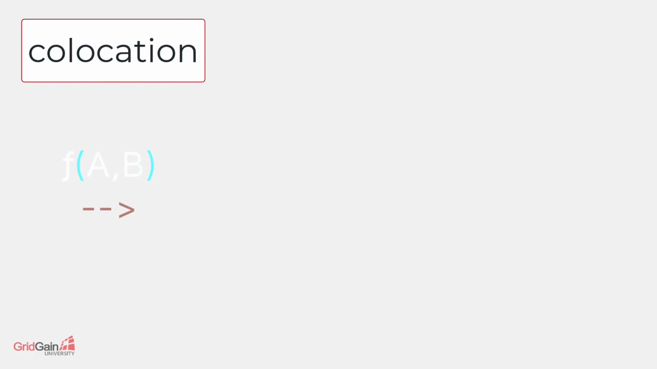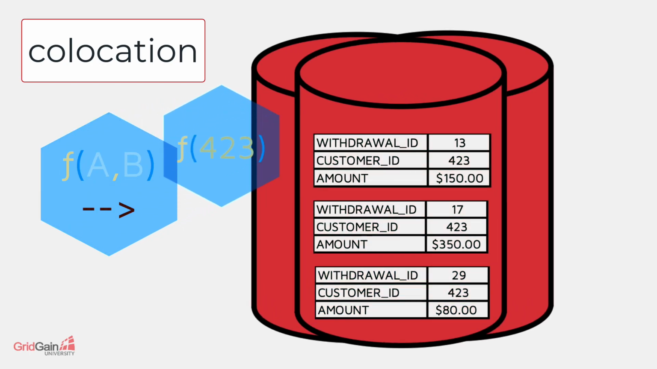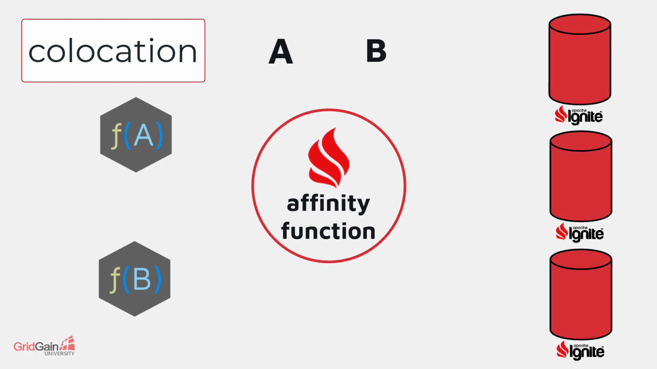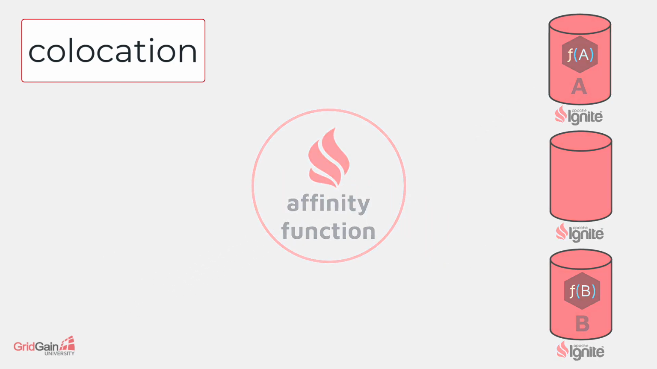Colocated computation is where a compute task you want to perform on specific data is sent to the nodes where that data is already located, and so only the results of the computations are sent back. This approach minimizes data transfer between nodes and can significantly reduce the task execution time.